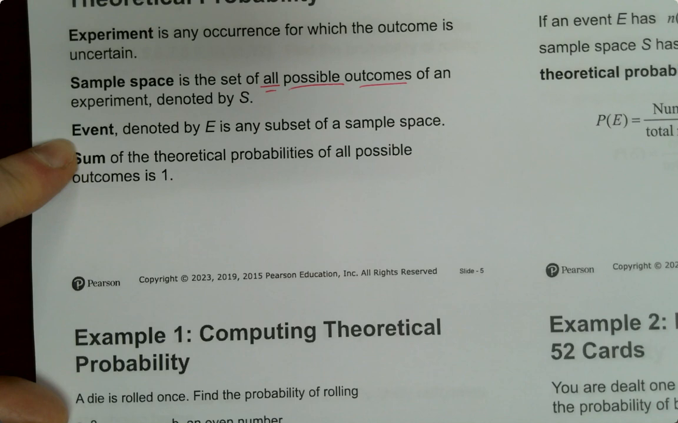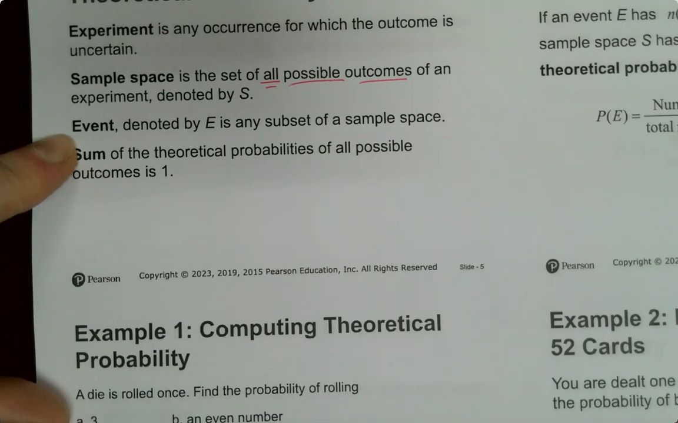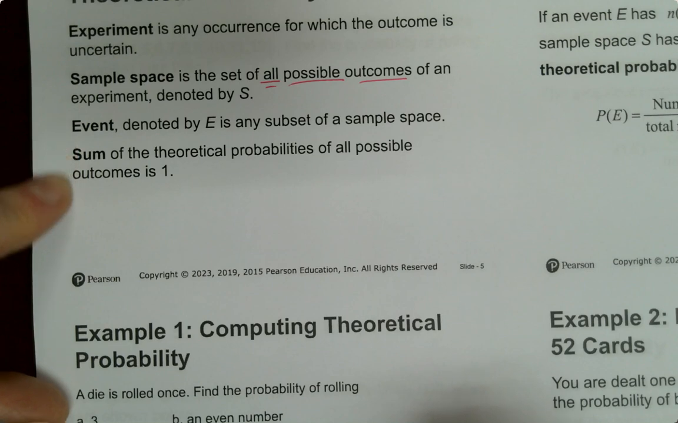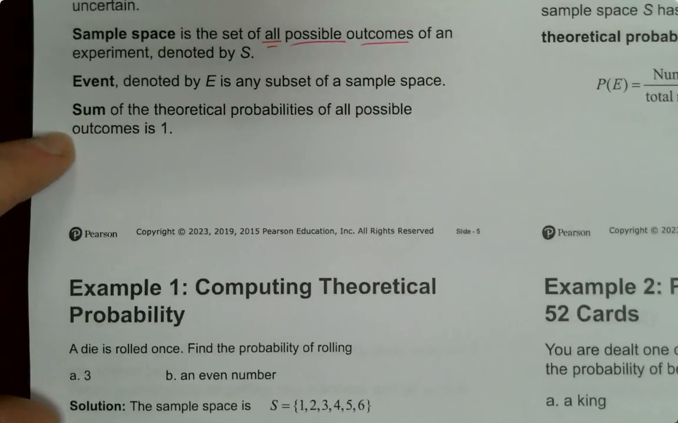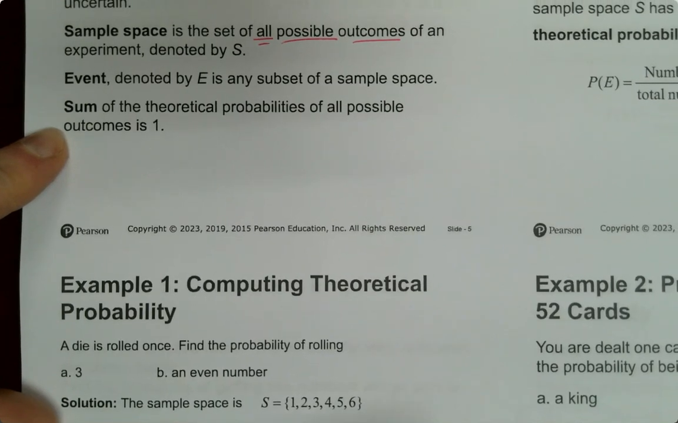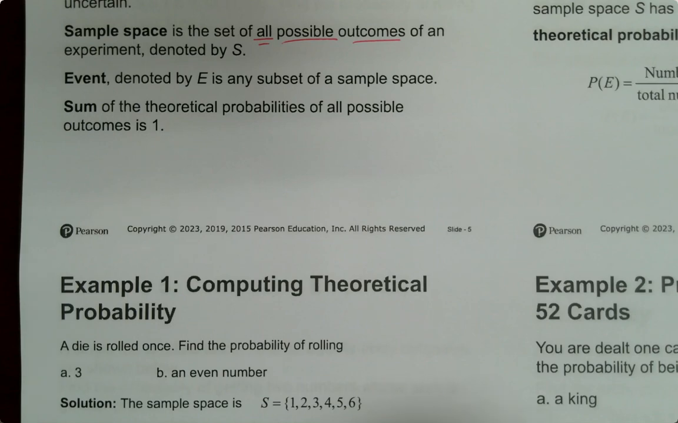Event, denoted by E, is a subset of a sample space. So let's say you want to find the probability of getting heads whenever you flip a coin. So the event would be heads. The sum of theoretical probabilities of all possible outcomes is 1. So whenever you add up all your probabilities, you should get 1 because that should be all of your sample space.